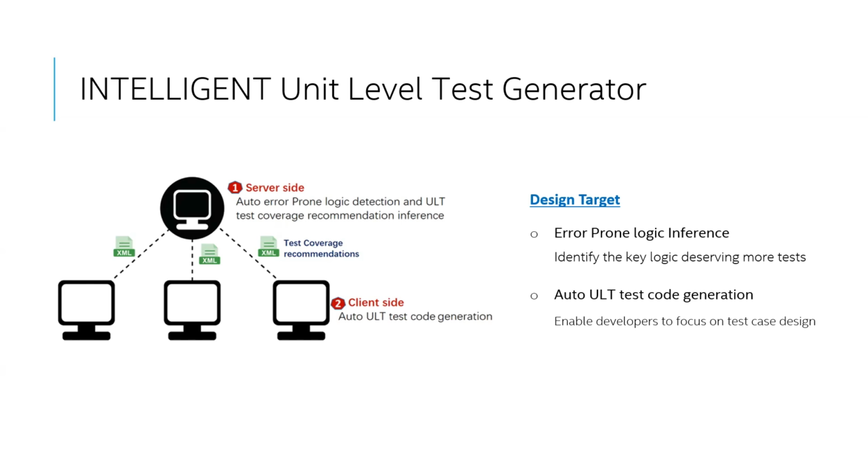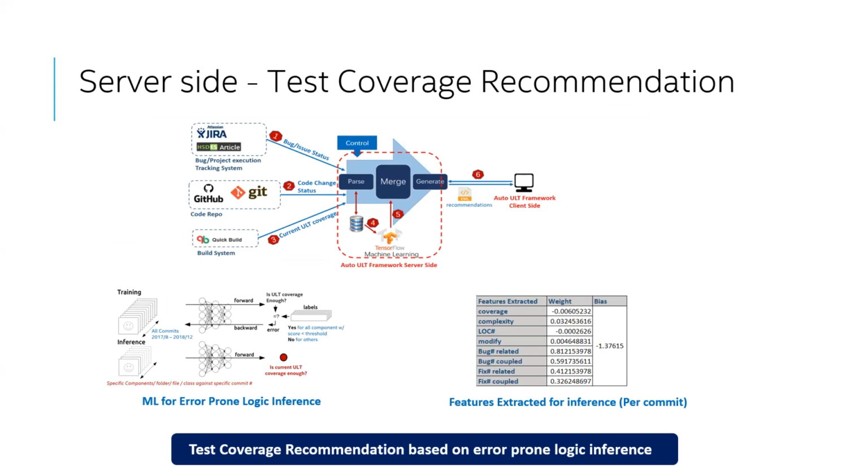On the left side, this is a brief introduction about the overall architecture of our intelligent unit level test generator. This system is based on a client-server design. On the server side, we have an auto error-prone logic detection and ULT test coverage recommendation system. It will do the automatic error-prone logic detection and the ULT test coverage recommendation for the developers. And then the client side's responsibility is mainly focused on the auto ULT test code generation. Next, let us have a brief introduction about the server side design.